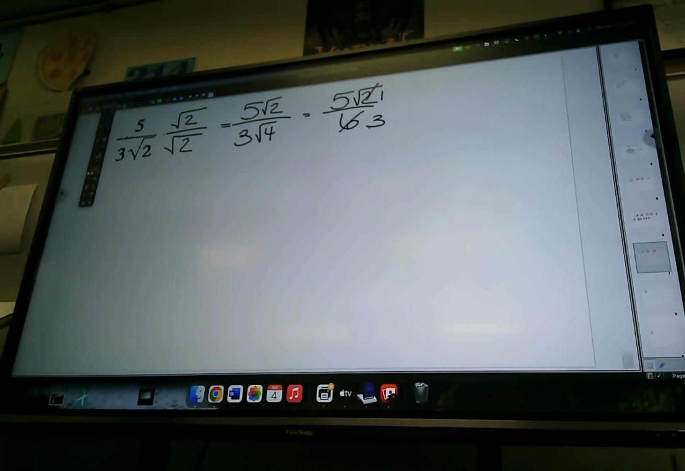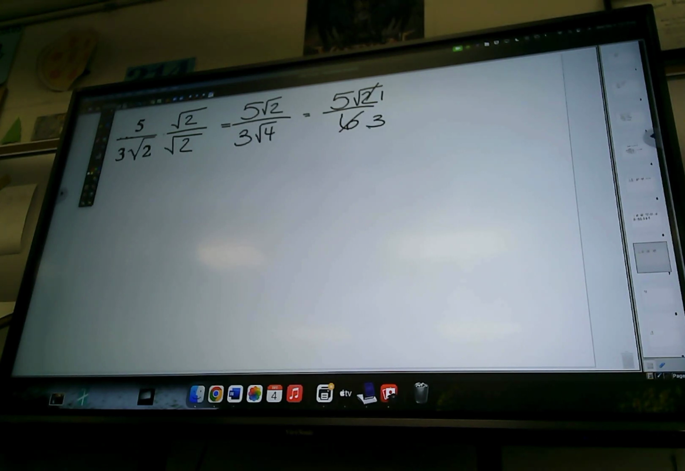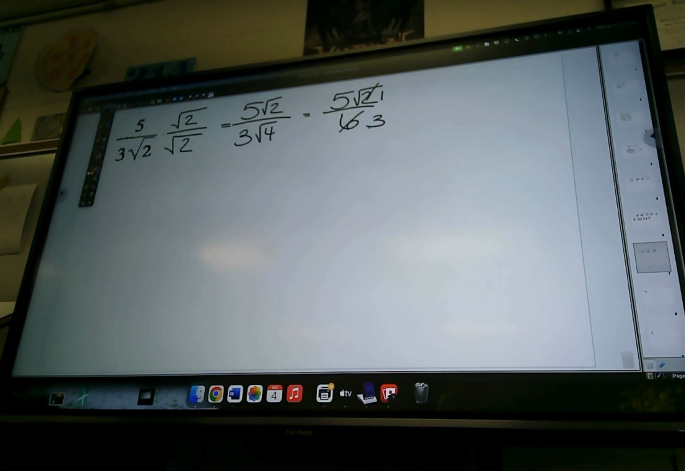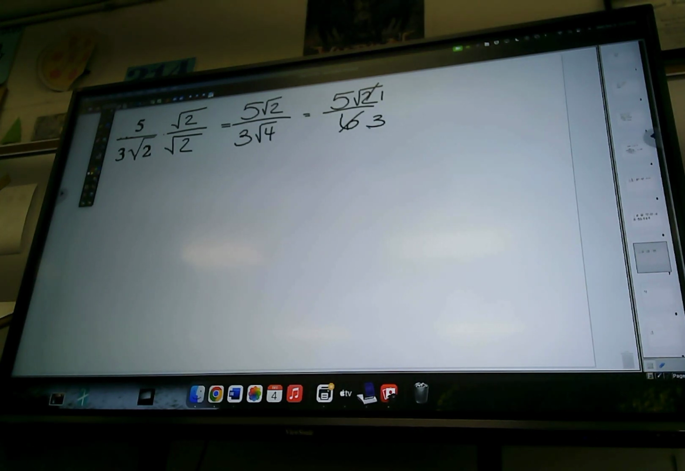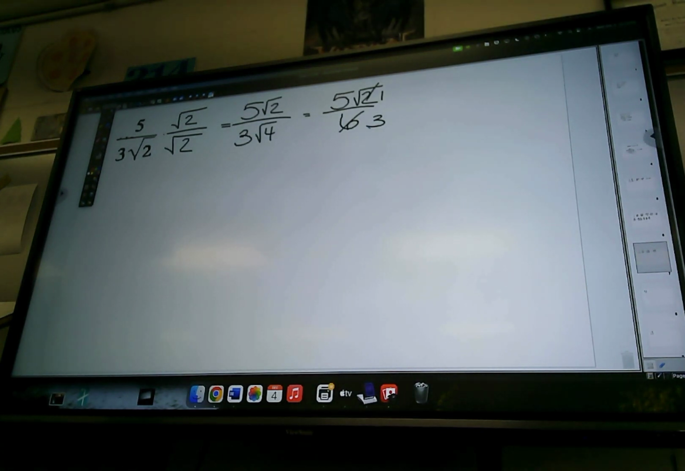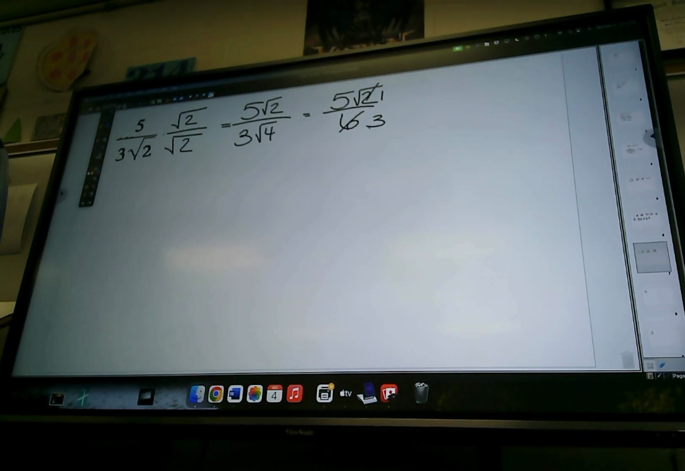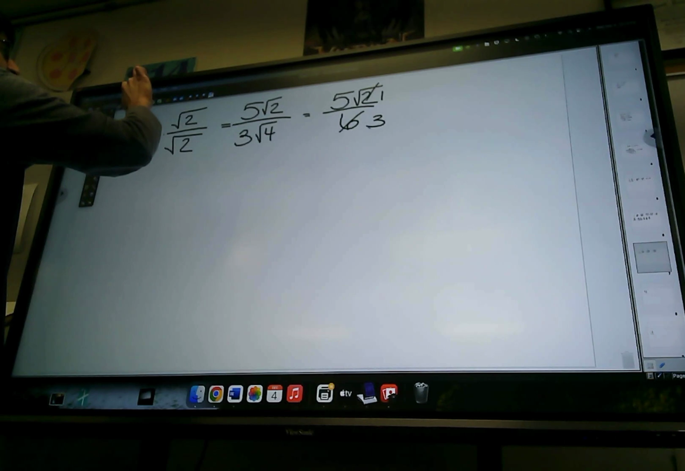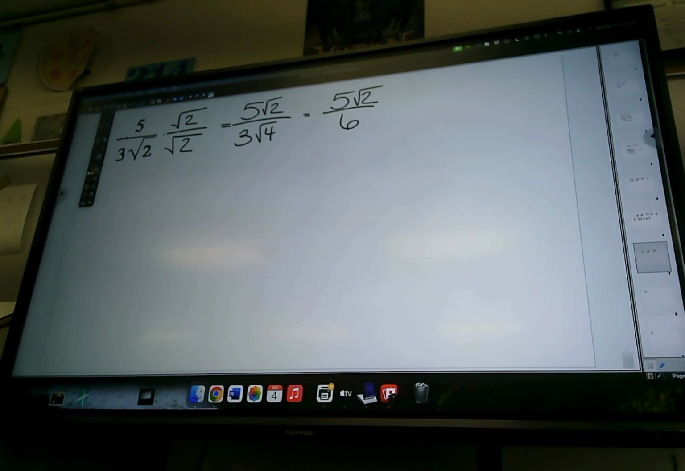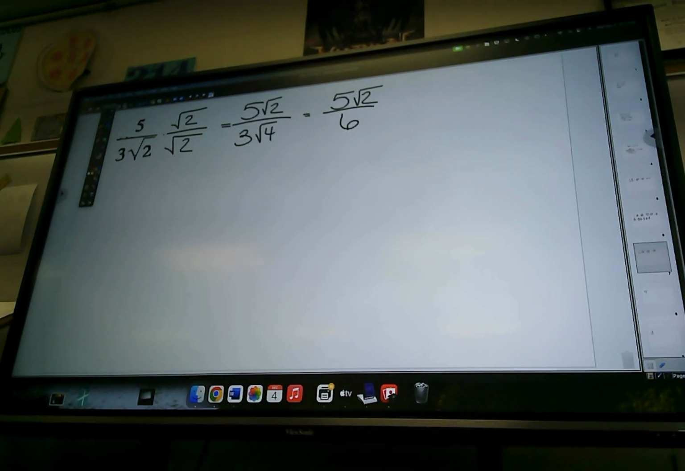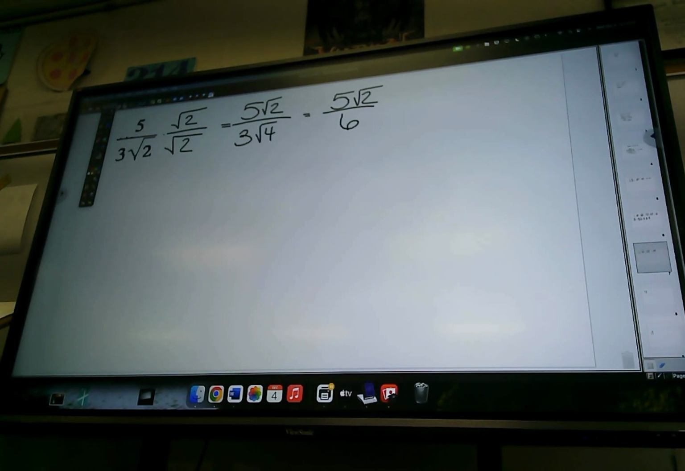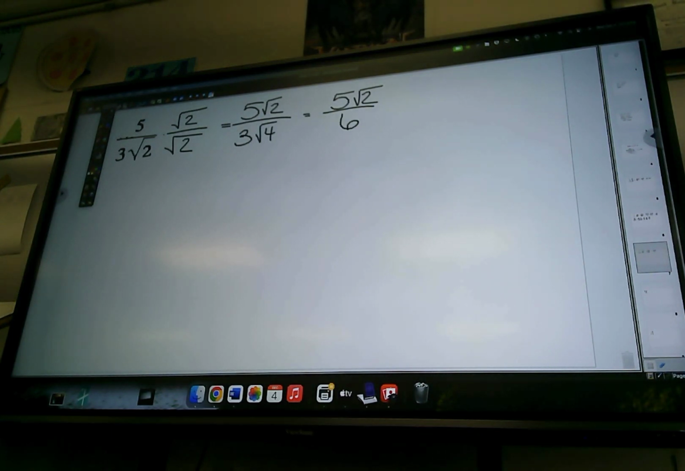Square root of 1 is 1. Everybody agree? 5 times 1 is 5 over 3. Is 5/3 irrational? No, it's rational because I can describe it as one number over another. So those are by definition not equal. You cannot cancel out a radical when we're dealing with fractions. To reduce it, you can't cancel those out. So our final answer is 5 square root of 2 over 6. And that's where we're going to leave it.